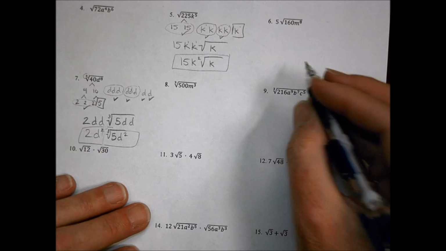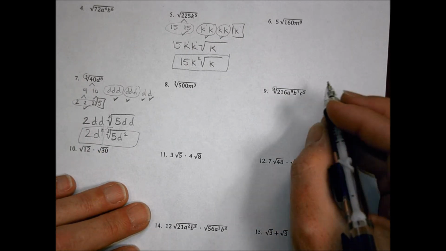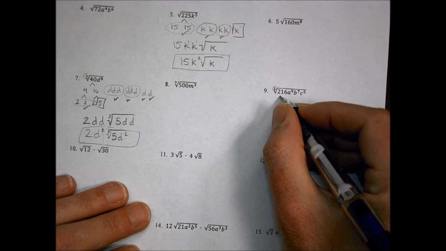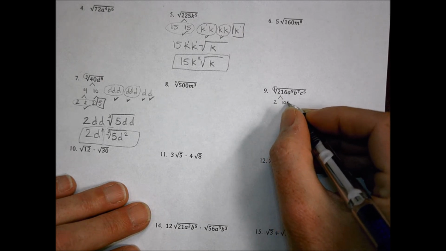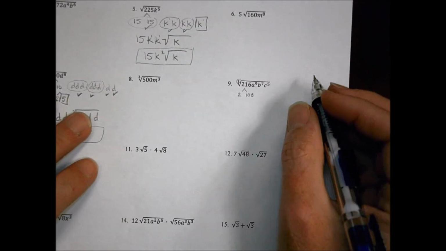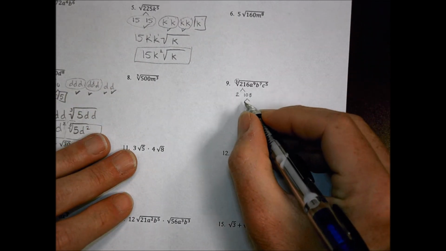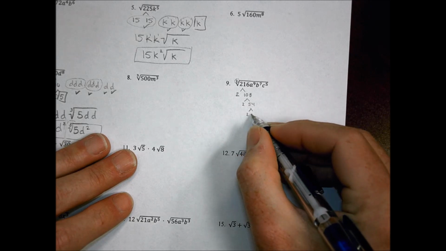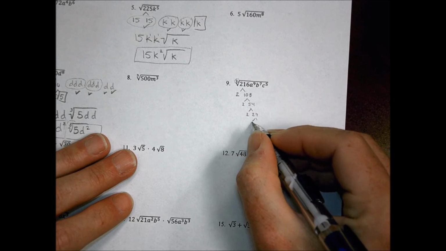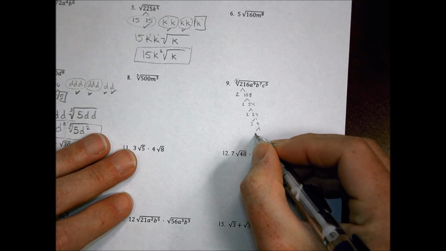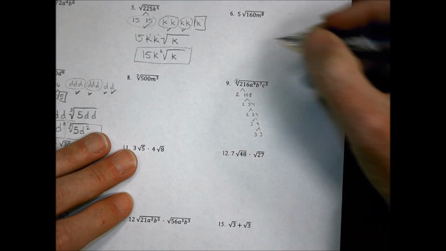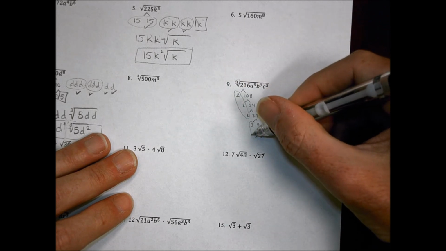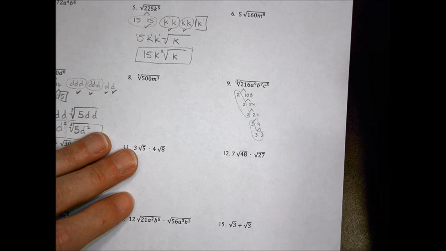Okay, number 9. Also looking for cube stuff, so looking for triplets again. So let's break apart my 216. Now, I'm not sure what 216 is, so I broke it apart into 2 times 108. I broke up 108 into 2 times 54. Broke that up into 2 times 27. Broke that up into 3 times 9, and that into 3 times 3. At that point, I recognize that I have a triplet of 2's, a triplet of 3's for my whole number.